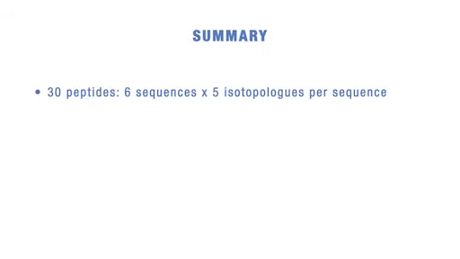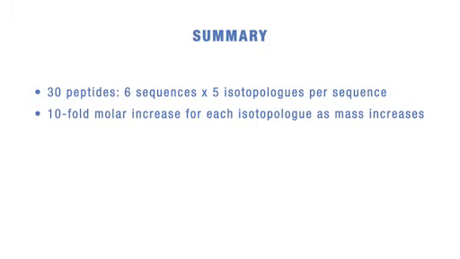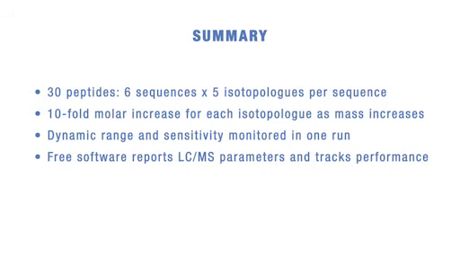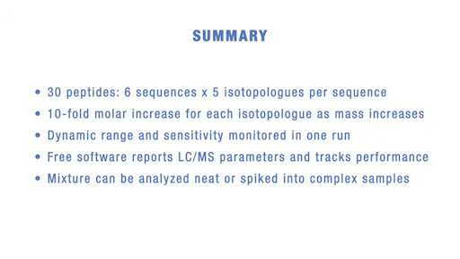In summary, the 6x5 peptide reference mix consists of 30 peptides, 6 different sequences with 5 separate isotopologues per sequence. Each isotopologue increases in concentration as mass increases. This unique mixture allows the monitoring of dynamic range and sensitivity in one run. The free Premise software reports LC and mass spec parameters as well as tracks historical performance. The reference can be used neat or spiked into complex samples.